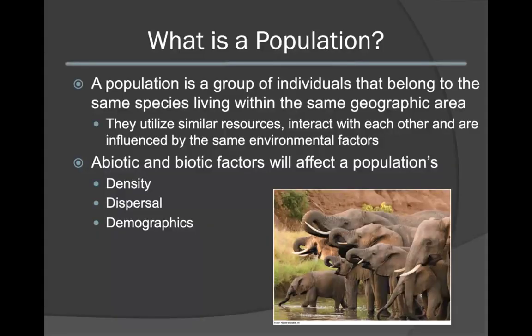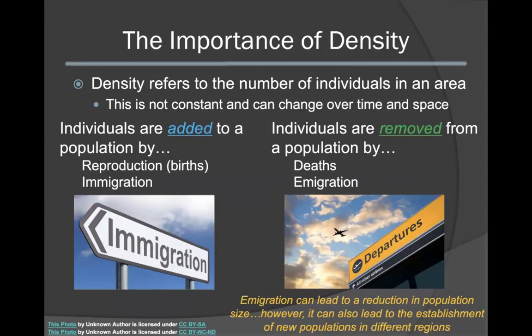A population is defined as a group of individuals that belong to the same species and also are living within the same geographic area. These individuals will utilize similar resources, interact with each other, and can also be influenced by the same environmental factors. Abiotic as well as biotic factors will affect a population's density, dispersal, as well as demographics. We will now take a look at each of these individual factors.